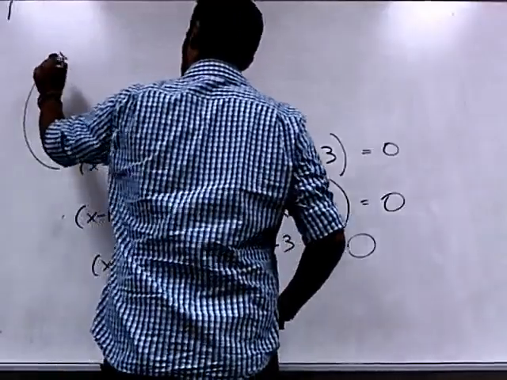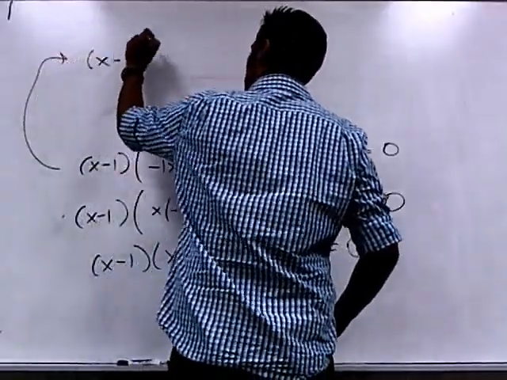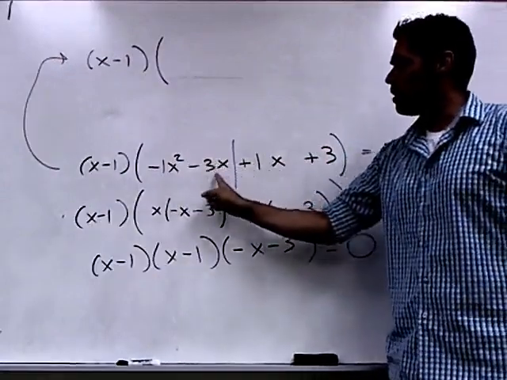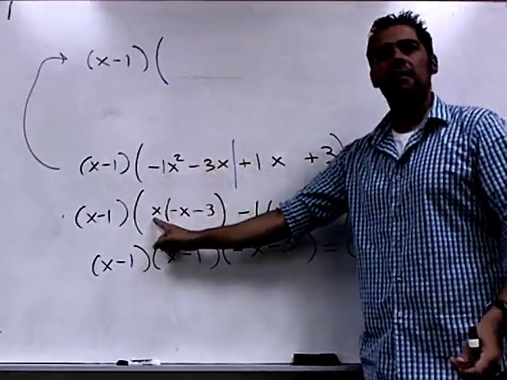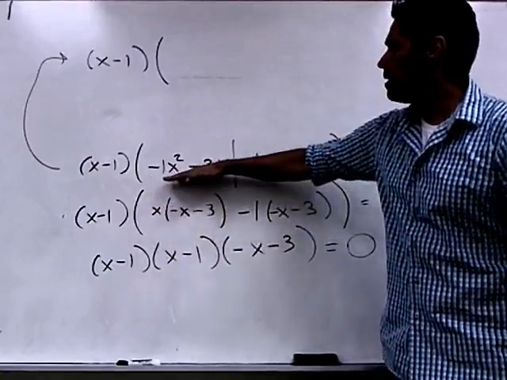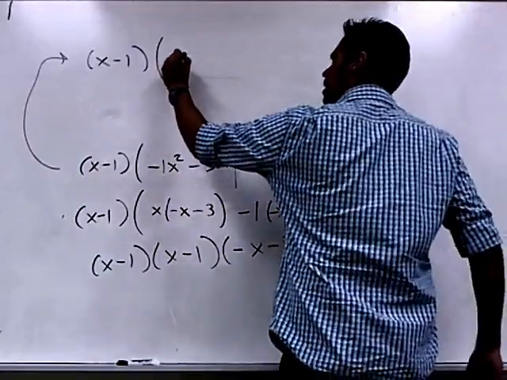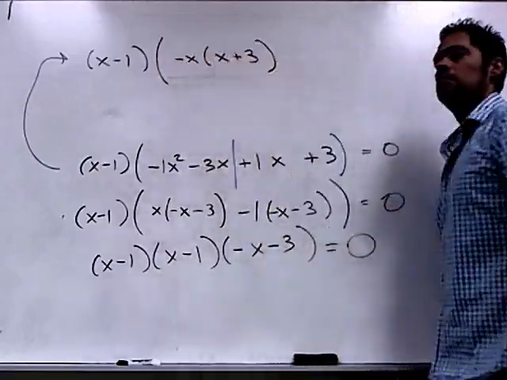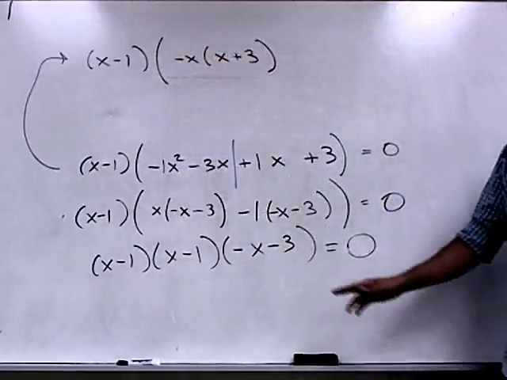Let me show you something. I'm not trying to confuse you, I'm just trying to show you that there are multiple paths to the same answer. When we were here, I asked what you could pull out of here, and someone said x, but someone else said -x. What if I had pulled a -x out instead? -x would have been here, and I would have had x plus 3 instead. Do you agree with that?